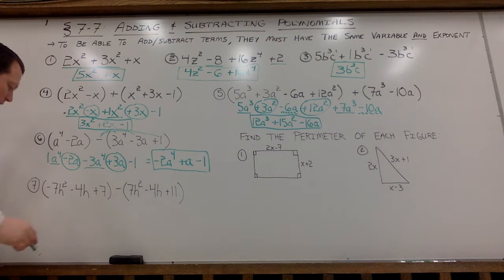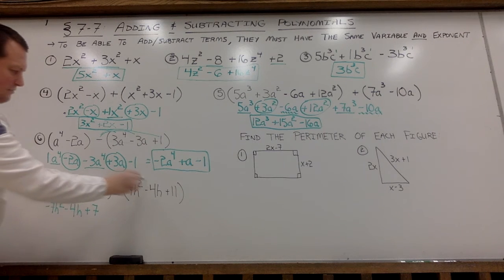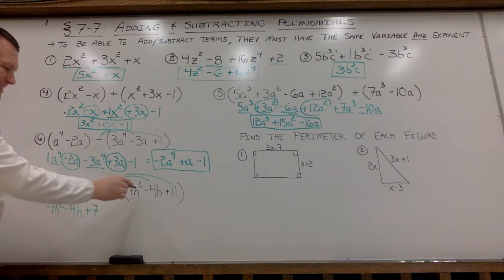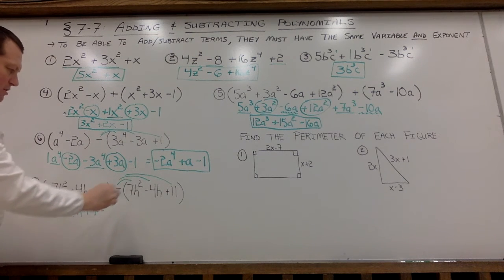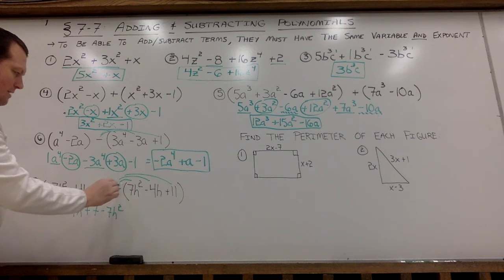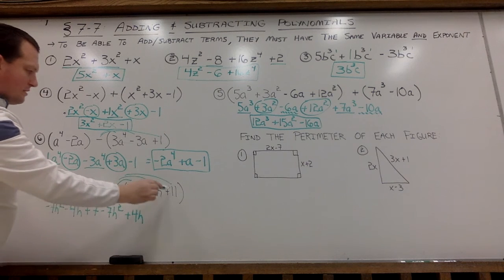So again, we'll illustrate here. There's no sign in front of the first group, so I can drop the parentheses. Negative 7h squared minus 4h plus 7. And then the minus sign in front of the second group of terms, in front of that second parenthesis set, needs to be distributed to all 3 terms. So minus 7h squared minus a negative becomes plus 4h, and then minus 11.